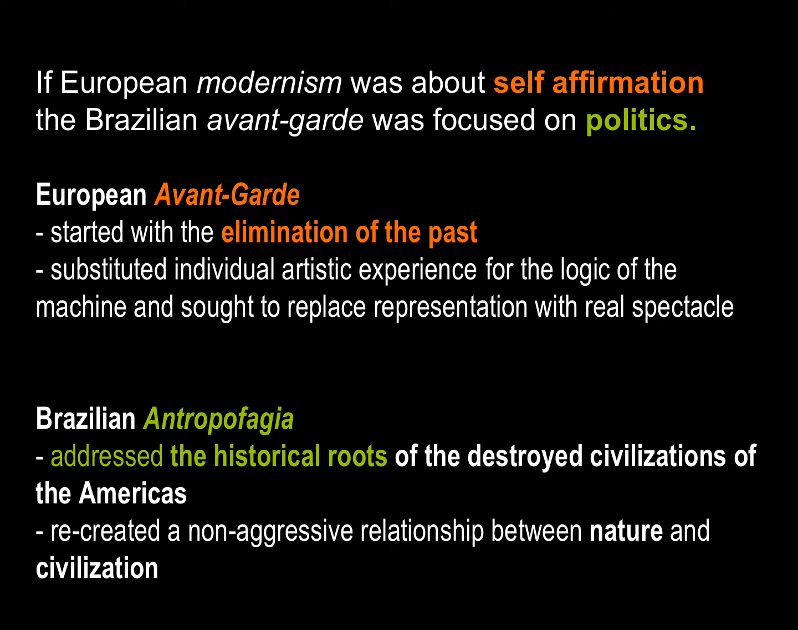So if the European avant-garde started with the elimination of the past as their way of thinking the new, they substituted individual artistic expression for the logic of the machine and sought to replace representation with some sort of spectacle, right? The Brazilian avant-garde, the Brazilian cannibalist movement, addressed the historical roots of the destroyed civilizations of the Americas in an attempt to recreate a non-aggressive relationship between nature and civilization, one that could again consume, digest, and absorb the other.